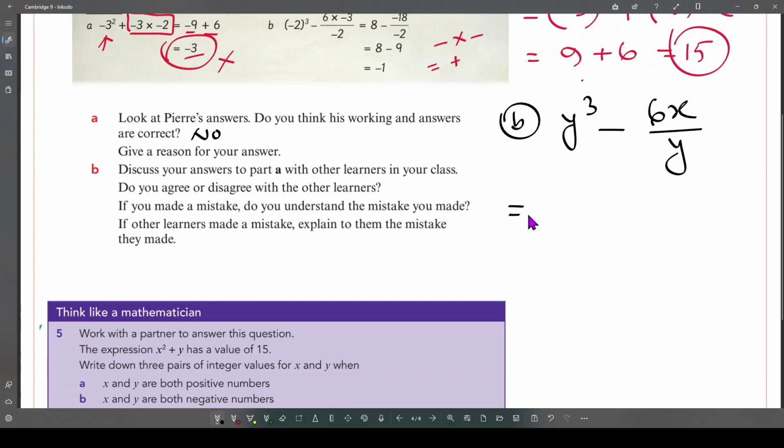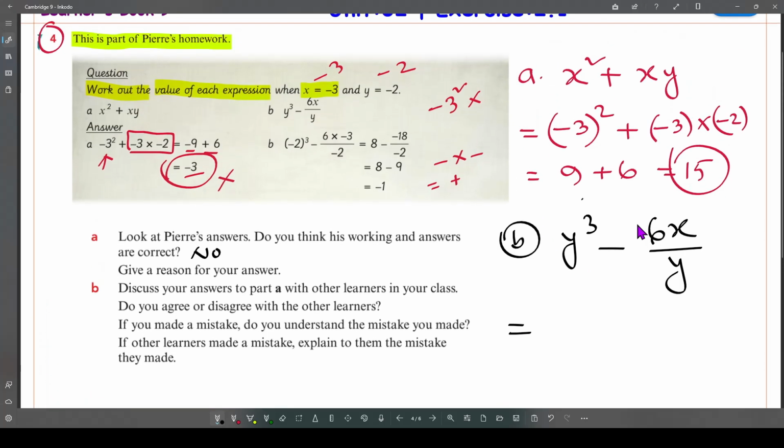So y cube means, y means what? Y means minus 2. So minus 2 cube minus then 6 times minus x, and here x means what? X means 3. So here is 3 and y means minus 2. Now look, he again made a mistake. Minus 2 cube he made 8.